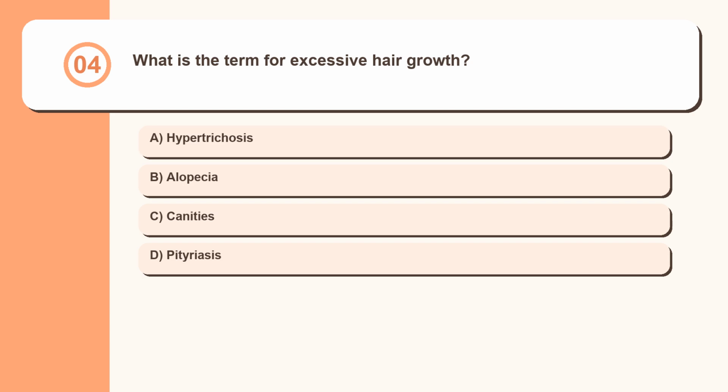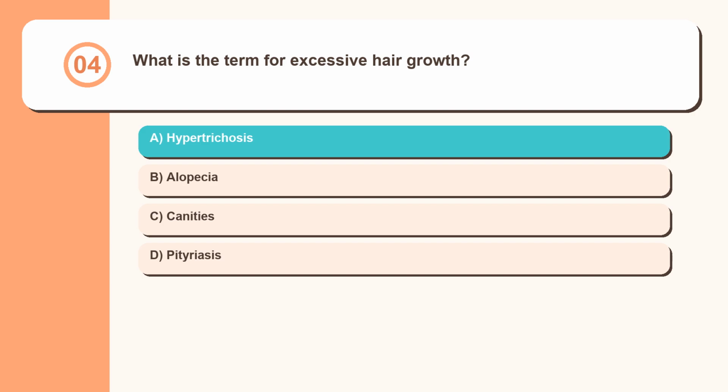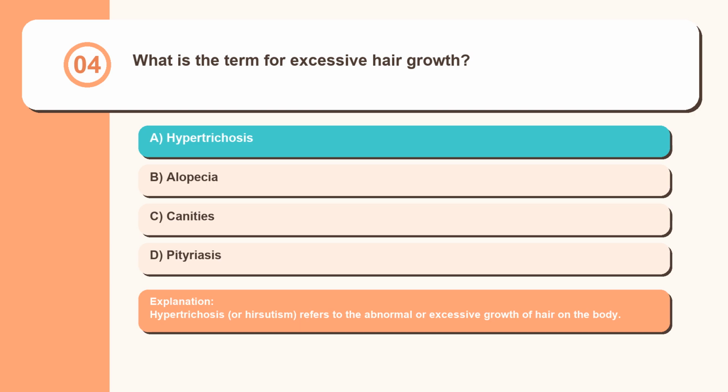Question 4. What is the term for excessive hair growth? Hypertrichosis, alopecia, canities, pityriasis. Hypertrichosis, or hirsutism, refers to the abnormal or excessive growth of hair on the body.